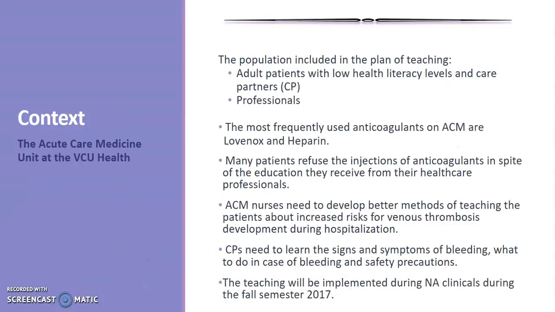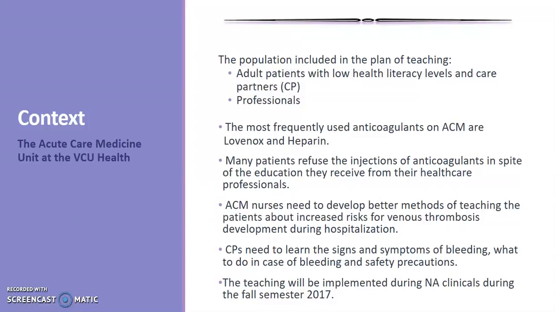The population included in the plan of teaching are adult patients with low health literacy levels, care partners caring for these patients, and nurses. The most frequently used anticoagulants on acute care medicine unit are Lovenox and heparin injections. Many patients refuse the injections in spite of the education they receive from their healthcare professionals. Acute care medicine nurses need to develop better methods of teaching the patients about increased risks for venous thrombosis development during hospitalization.